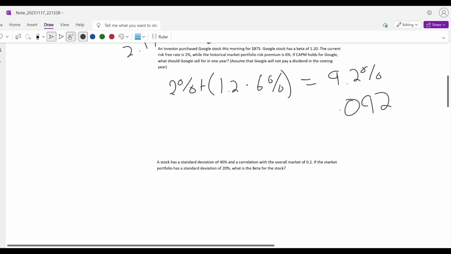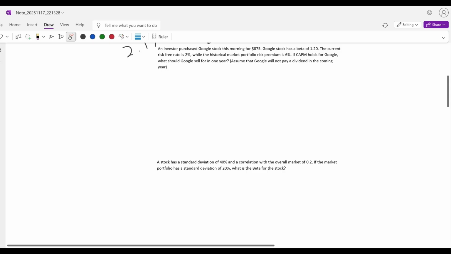And so that's the way that they do it in the textbook, finding that 0.092 and then multiplying it by that 875 plus 875 to get 955.5. But I find this method easier, and so we can use that one instead, because my teacher mentioned that method first, and so I just want to go ahead and mention it. But this is the one that I prefer.